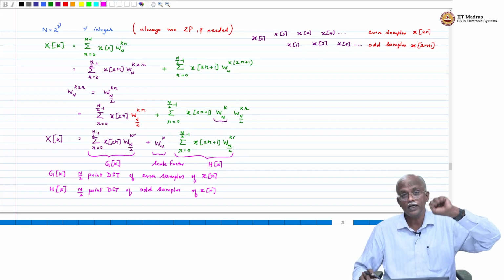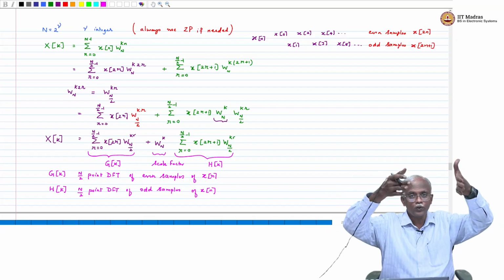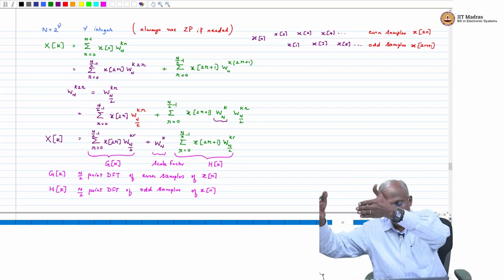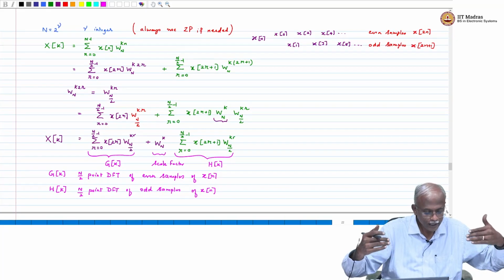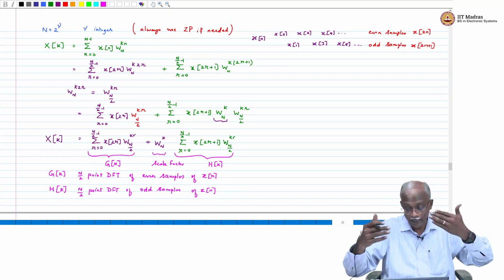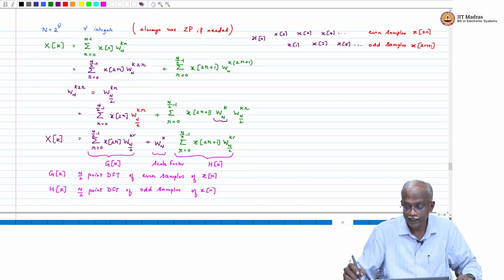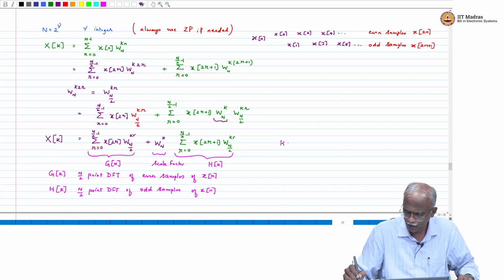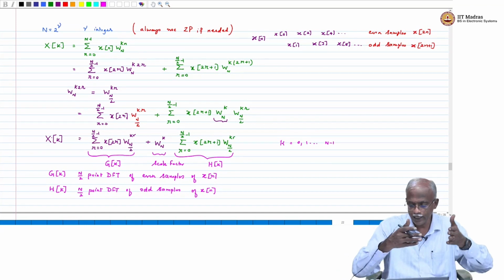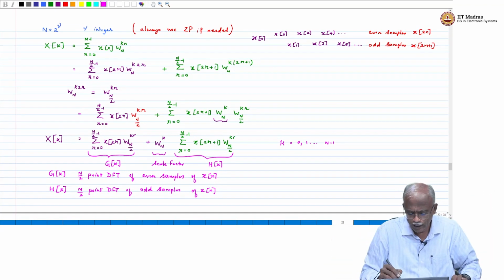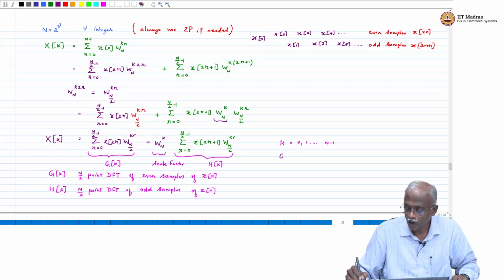We took the N point sequence, took the even samples, took the odd samples, took N/2 point DFTs, and then are able to combine. Now what is k in this case? k will go from 0, 1 all the way through N minus 1 because X[k] is a length N sequence. G[k], what is the range of G[k]? It will be 0, 1 all the way to N/2 minus 1.